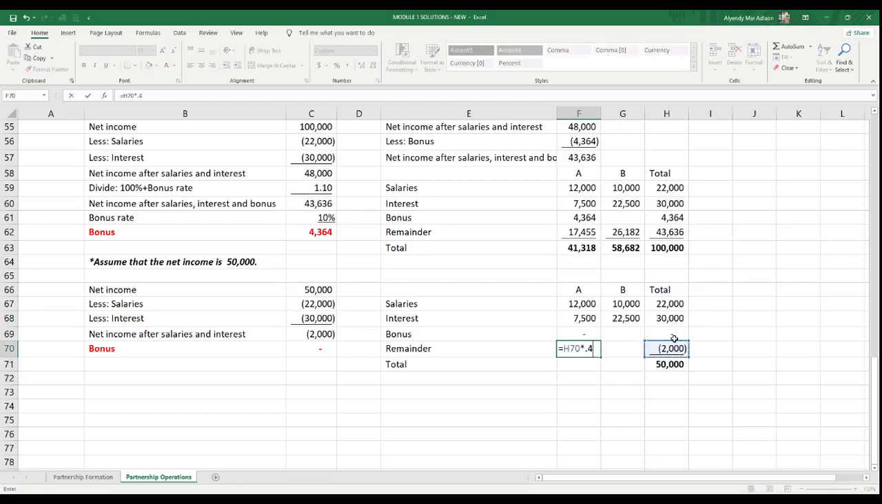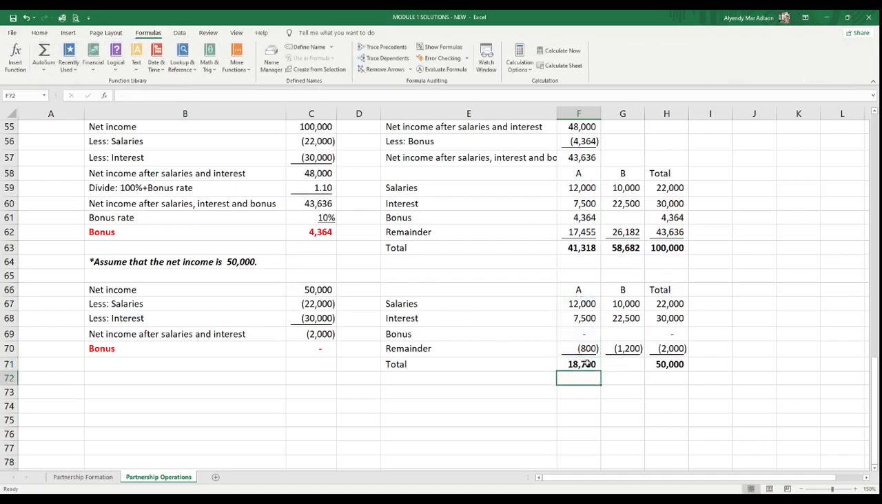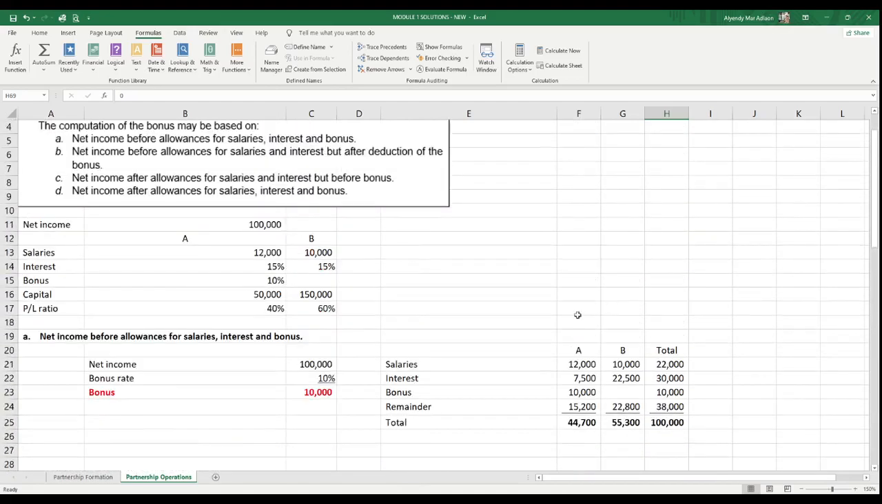So, 2,000 times 40% and 2,000 times 60%. How much would be the net income share of each partner? For A, that's 18,700, and for B, that is 31,300. Okay? So, this is a case where the basis for the computation of the bonus is already negative. So, you stop and give no bonus. The bonus for the managing partner is 0.